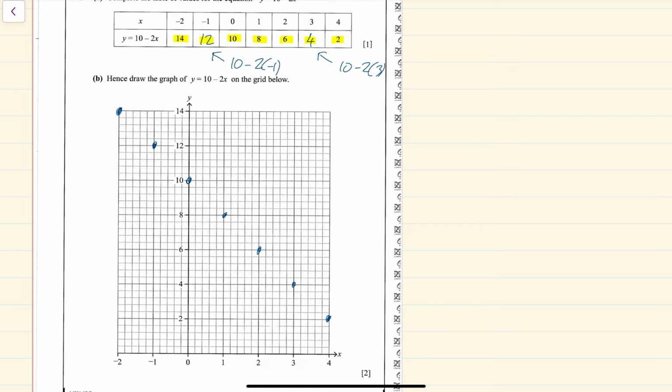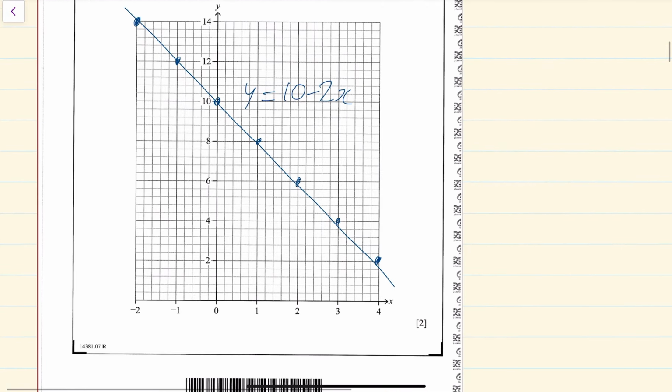And then you link that with a straight edge if you have one. I'm looking around here and I don't have one, so use your imagination. That is a straight line. Use a ruler to do that. And then label your graph. What was it? y is equal to 10 minus 2x.